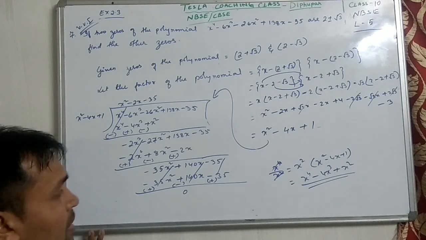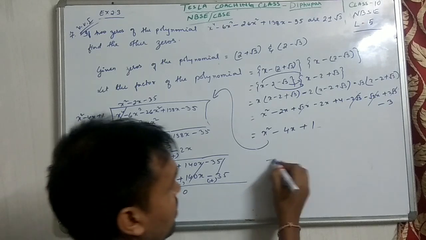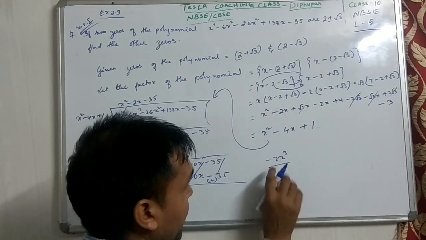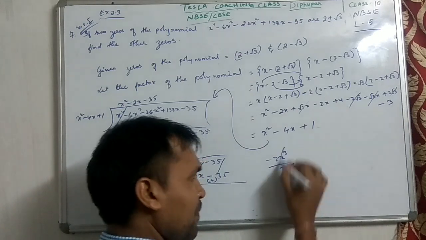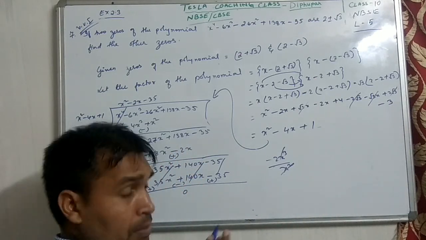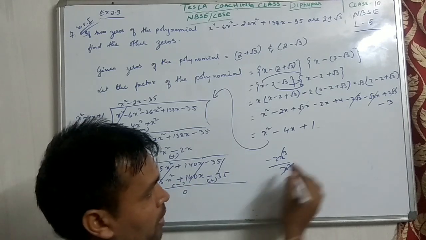Okay, next what we are going to do? Next, you see here, what is the first term here? Minus 2x cube. So minus 2x cube, and what is the first term here? x square. So you divide it. Everywhere we are going to do it like this only. You have to remember these steps. Very easy it is, and very scoring in the exam.